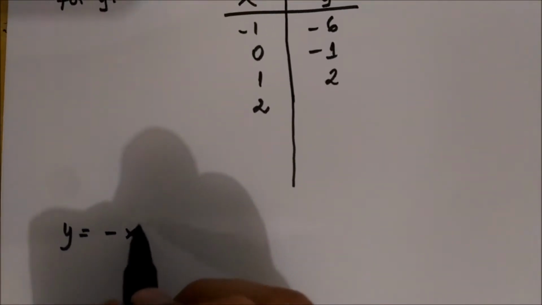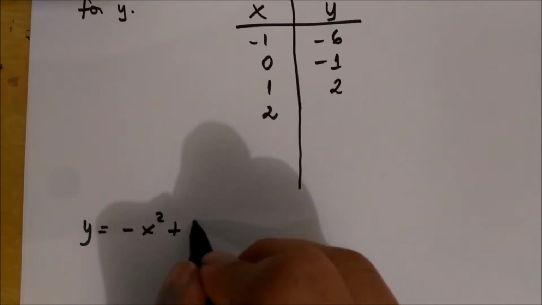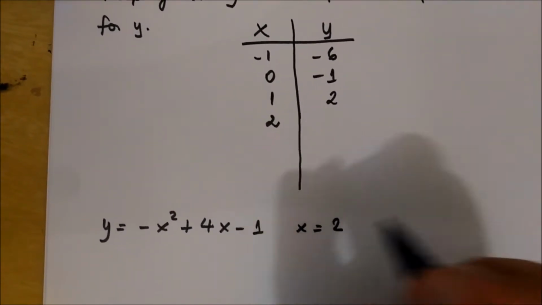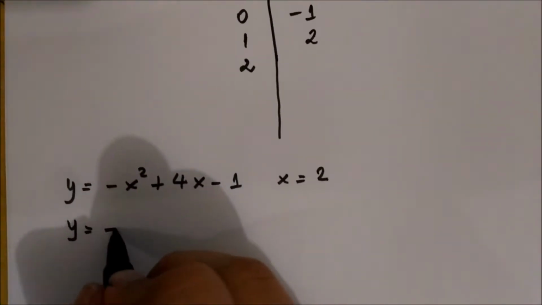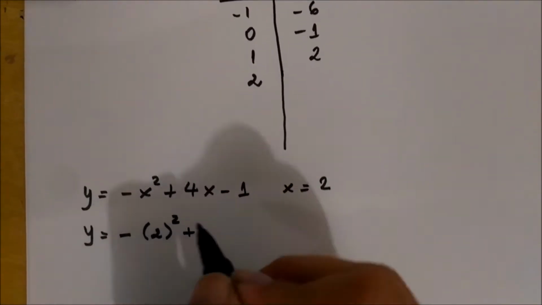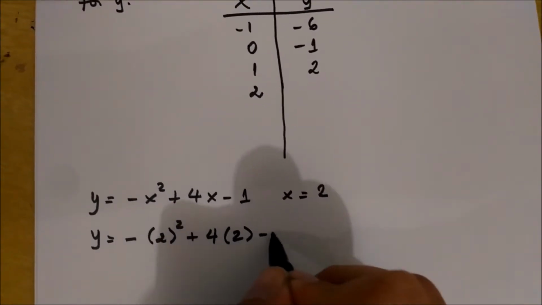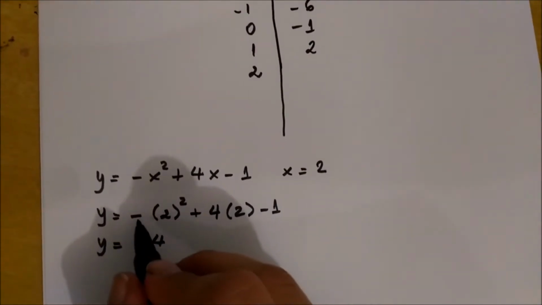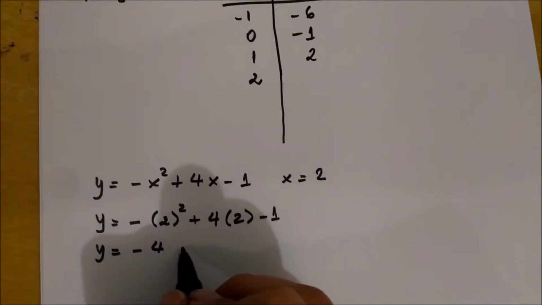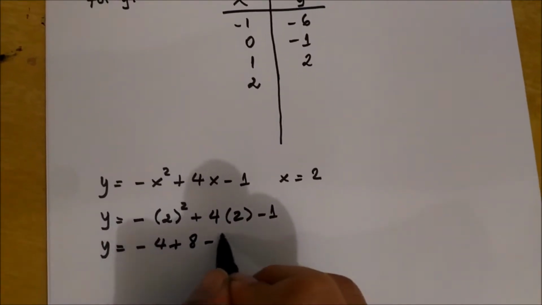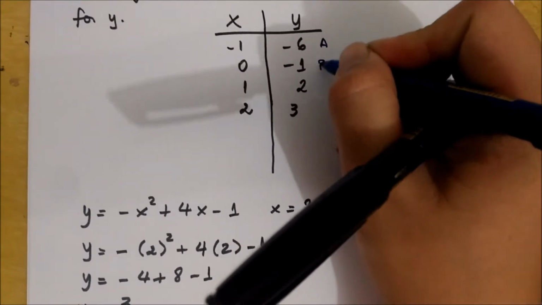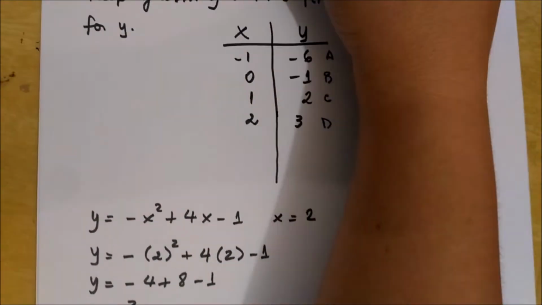y equals -x² plus 4x minus 1. So x is 2. Two squared is 4. The minus is outside, so it doesn't become positive. 2 times 4 is 8. So this is +3. This was point A, B, C. Now this is point D.